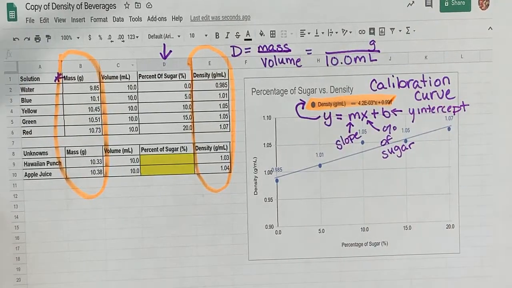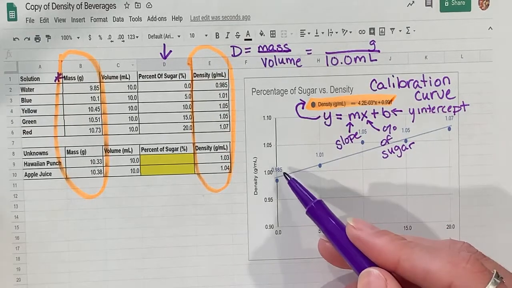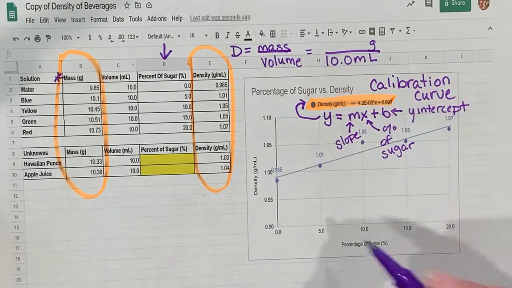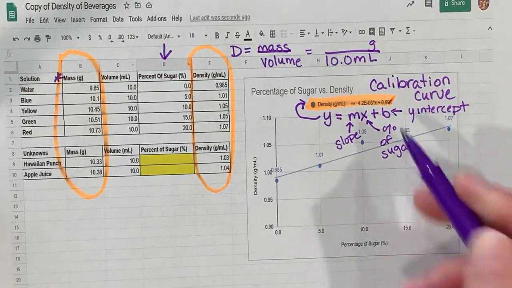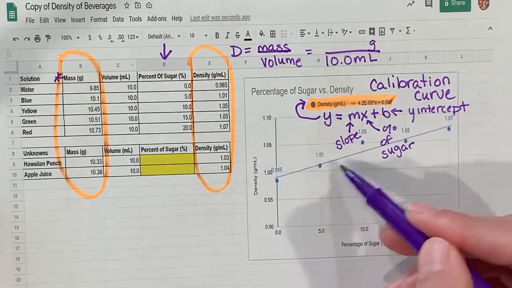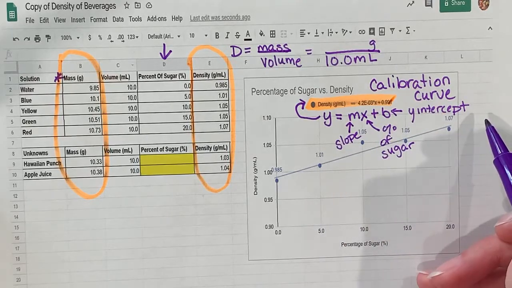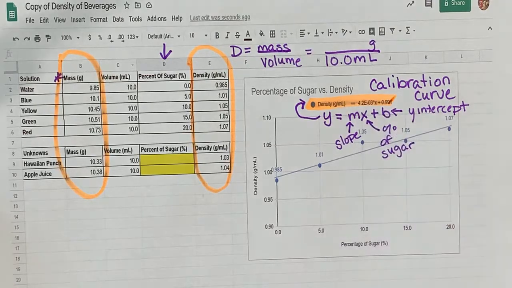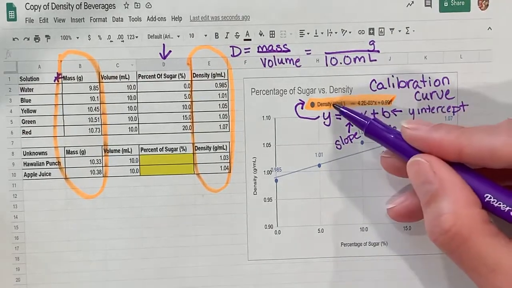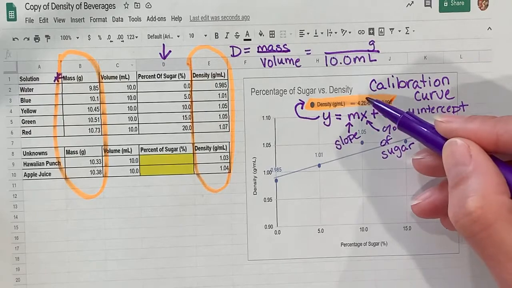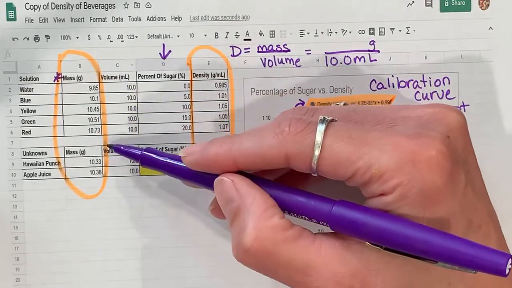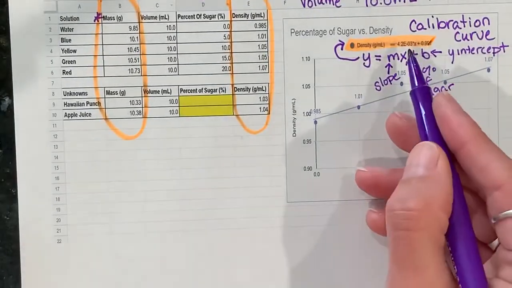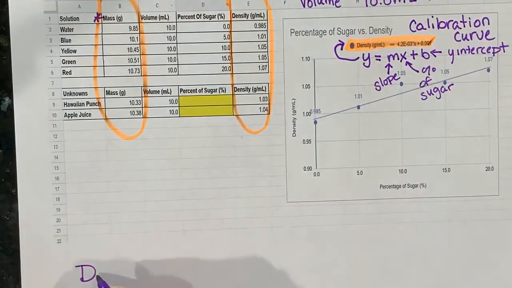So what we did here is we said, okay, what's the relationship between density and percent of sugar, and can we figure out the line of best fit? So I have my equation for my line. Now, remember, yours will look slightly different because mine is based off of my numbers, which were made up. So I'm going to take this equation and I'm going to rewrite it down here.